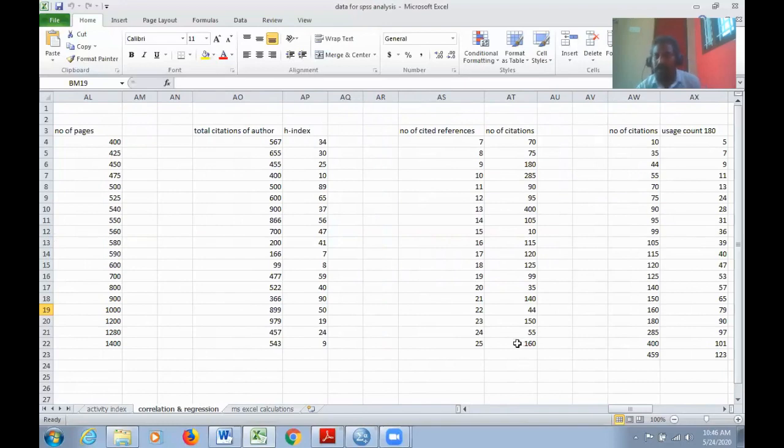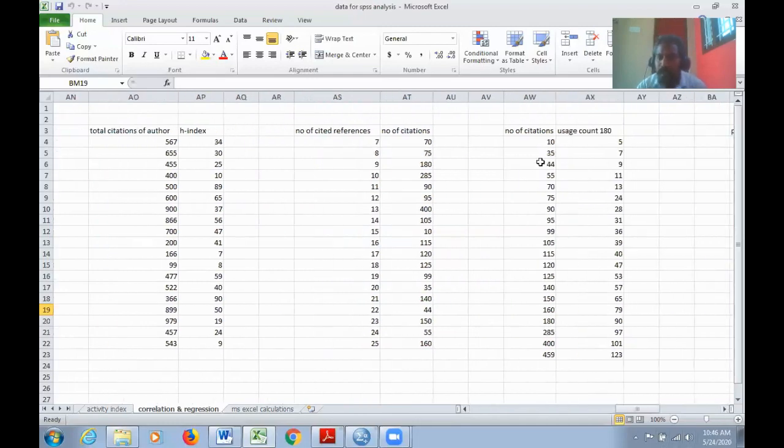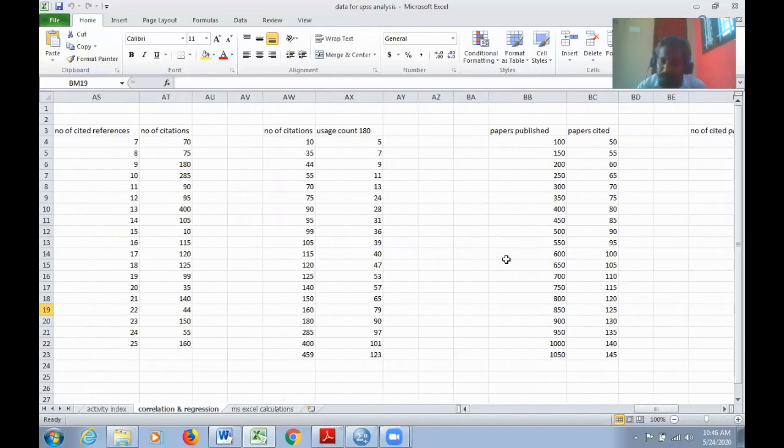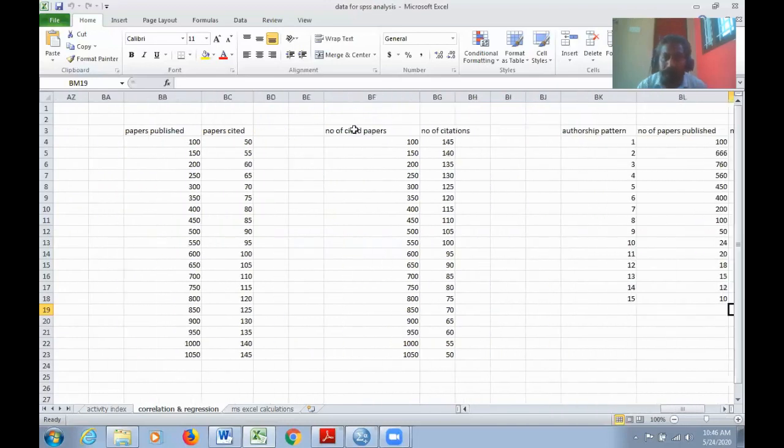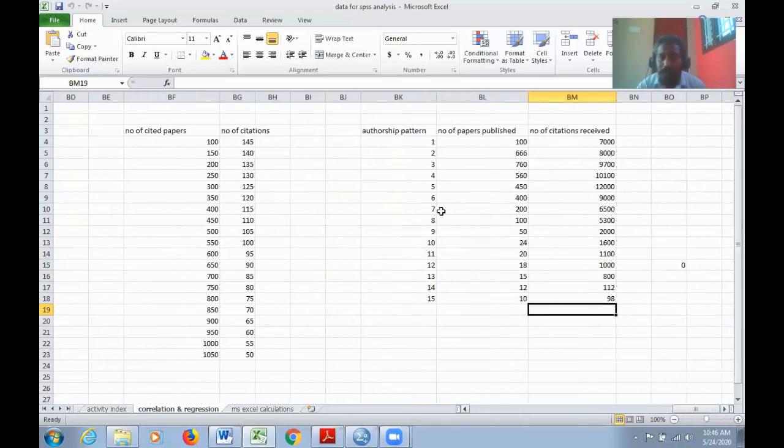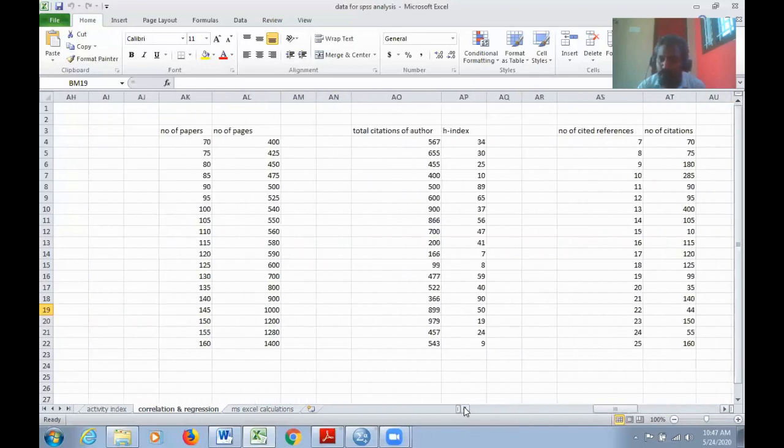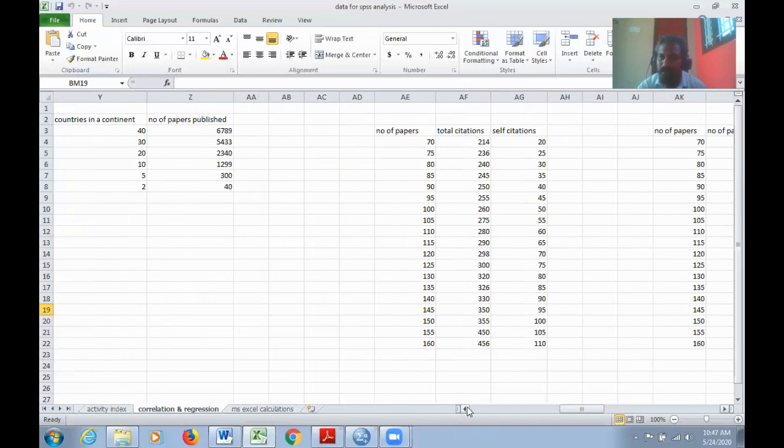You see whether there's any linear relationship between these two variables, you can conduct bivariate correlation. Or number of citations and usage count, you can conduct bivariate correlation. Papers published and papers cited, you can conduct bivariate correlation. Number of cited papers, number of citations, you can conduct bivariate correlation. Authorship pattern, number of papers published, number of citations received, you can take these three variables and conduct bivariate correlation and partial correlation. Right. So these are a few examples of variables on which we can conduct partial and bivariate correlation.